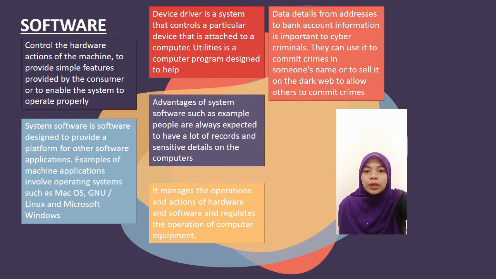For the first one, it is system software. System software controls the hardware action of the machine or the computer. It provides a simple feature provided to the consumer to enable the system to operate properly. So it helps the system to operate in the computer.